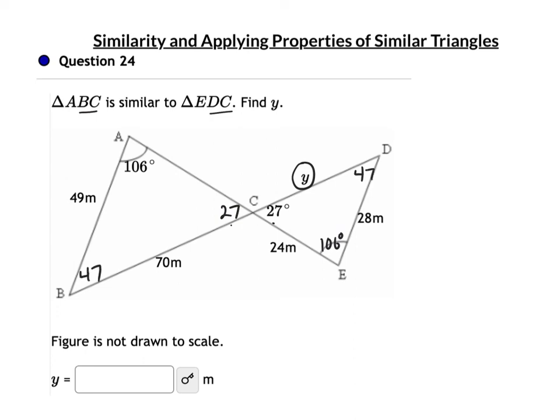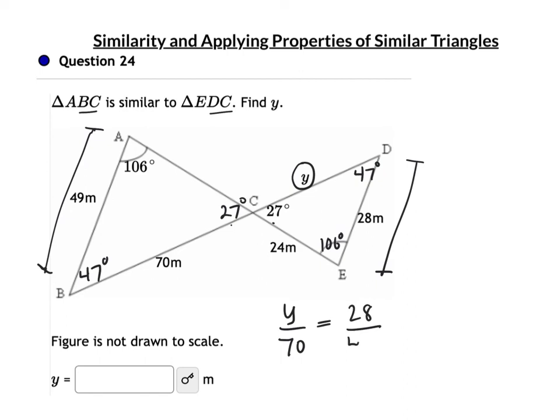And we can tell by the angles which sides correspond. Between the 47 degrees and the 106 degrees, right here, is the 28. And it would have to correspond between the same two angles over here, that's the 49. And again, look at y, it's between the 27 and the 47. It would have to correspond with 70, because 70 is between the 27 and the 47. I'm going to go back to the same triangle with the y in it and grab that 28, and 28 corresponds with 49.